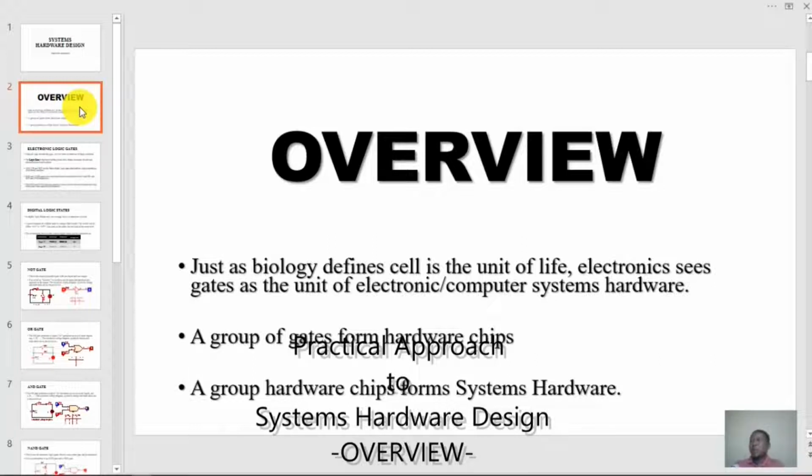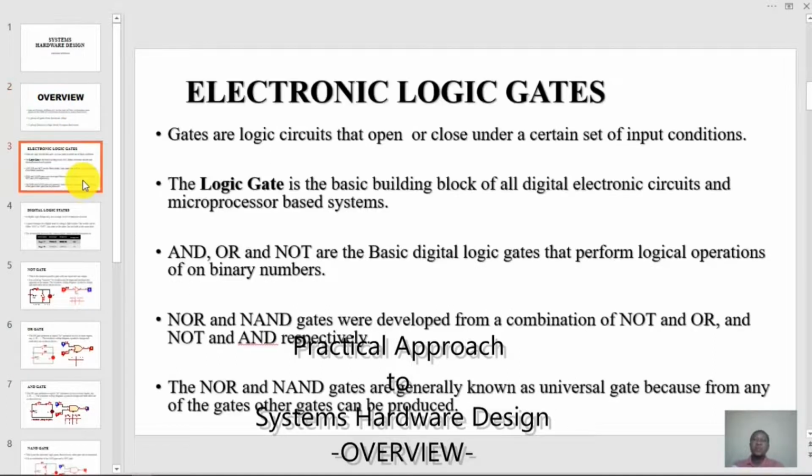A cell in biology is seen as the unit of life. The same way in electronics, the gate is seen as the unit of systems hardware. A group of cells in biology form tissue, a group of tissue form organ, system, and so on. The same way in our electronics, a group of gates form hardware chip. A group of hardware chip form systems hardware. Now, these logic gates are like switches that open and close under certain conditions. They are the building block of all digital electronic circuit and microprocessor based systems.